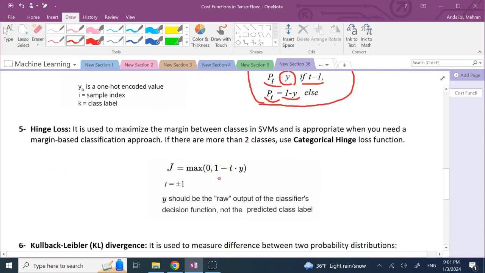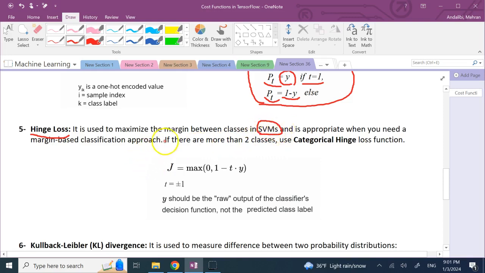Okay, the next one is called a hinge loss. A hinge loss is also used for classification, but like support vector machines, this is the cost function that you use in support vector machines.